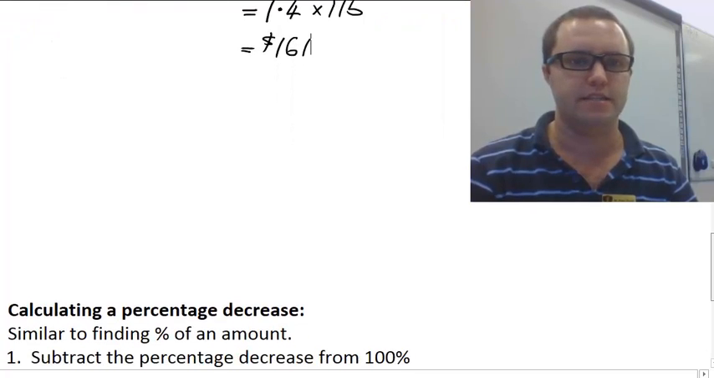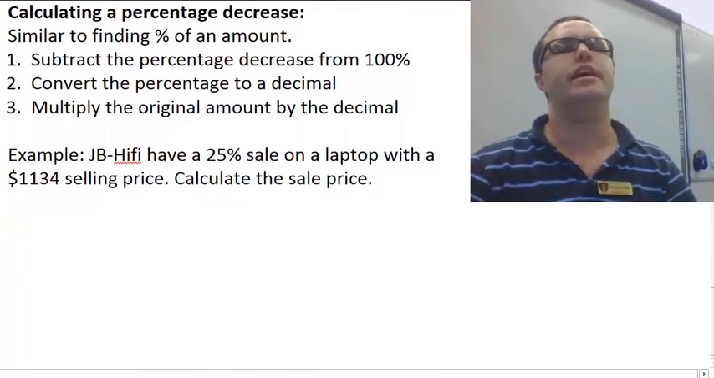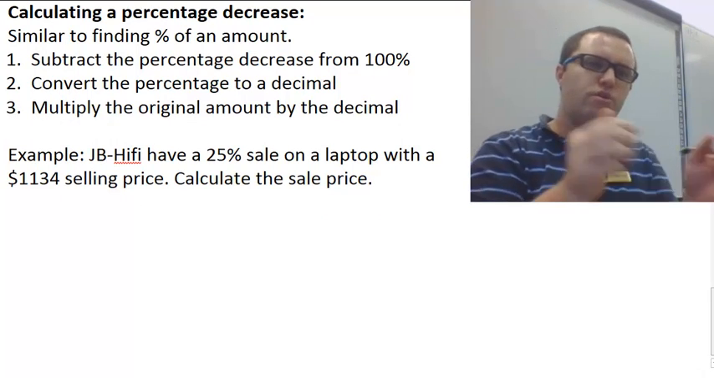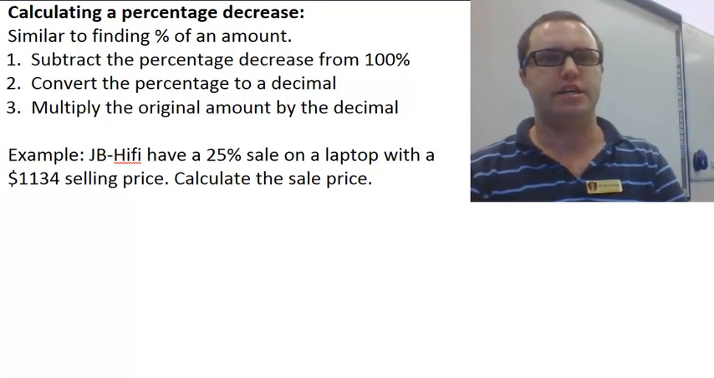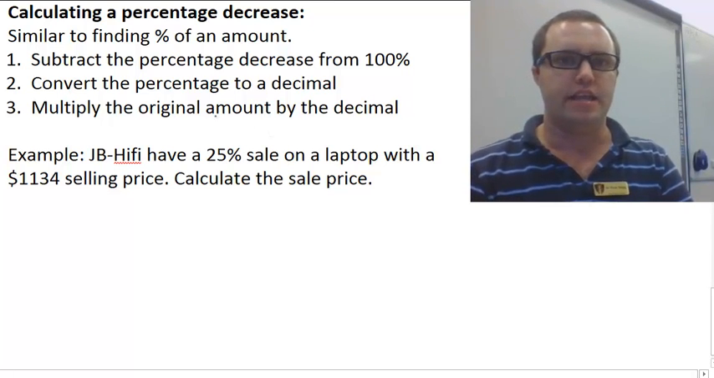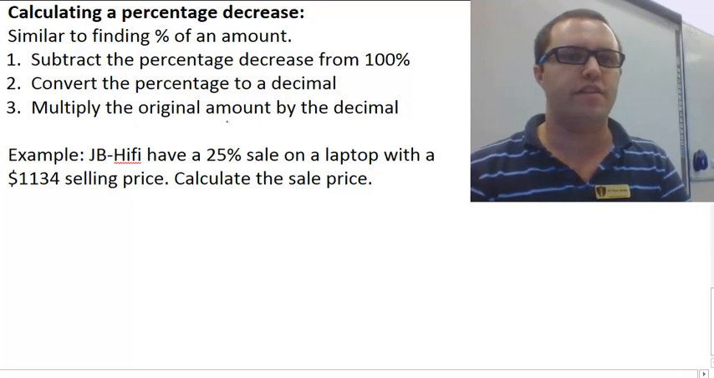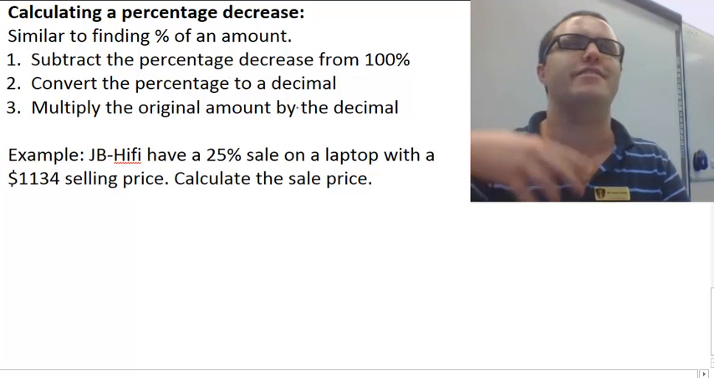Right, calculating a percentage decrease. This is very similar to, again, finding the percentage of an amount. All you're doing is finding a percentage of an amount that is smaller than 100%. So first off, you subtract the percentage decrease from 100%, and then you convert that percentage to a decimal like we did before, then multiply the original amount by the decimal. So the only difference is that we are subtracting the percentage decrease from 100 instead of adding it on.